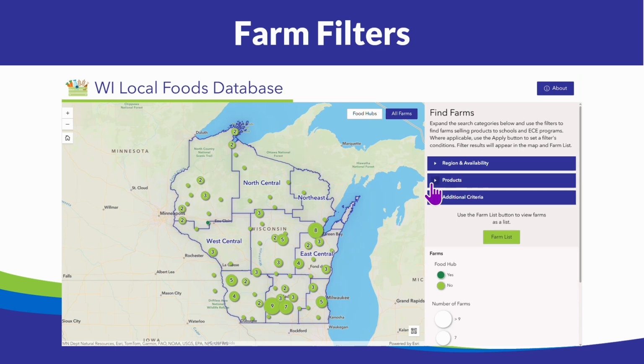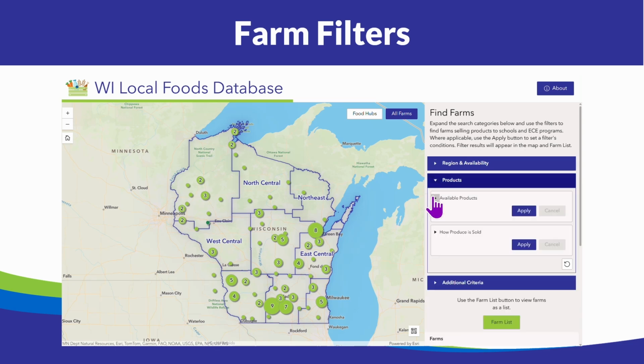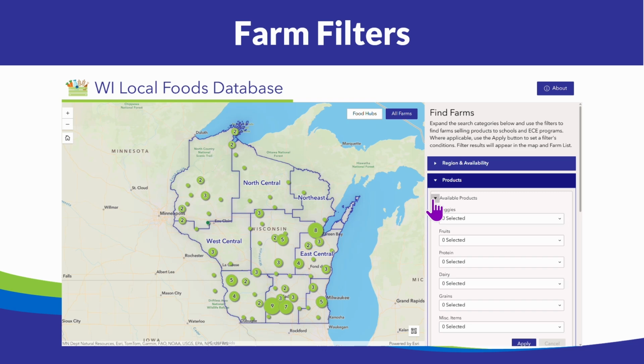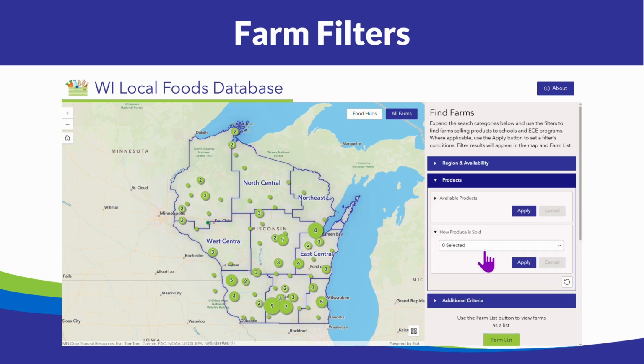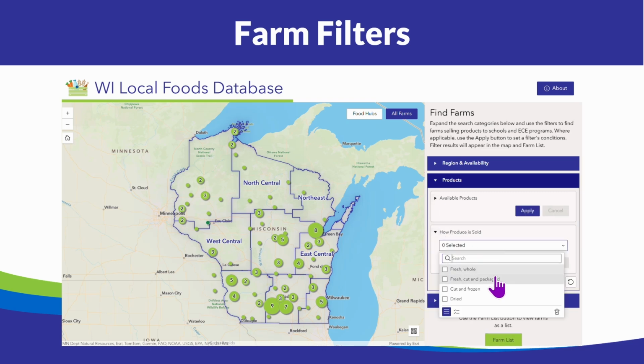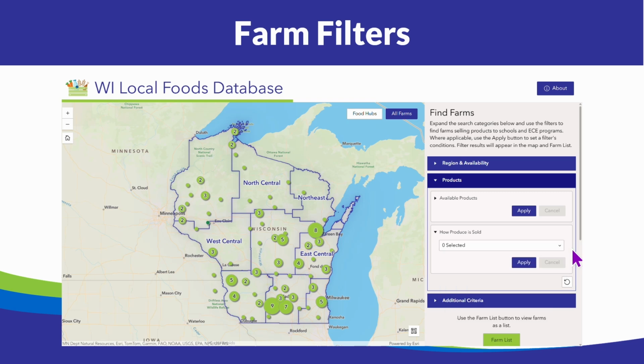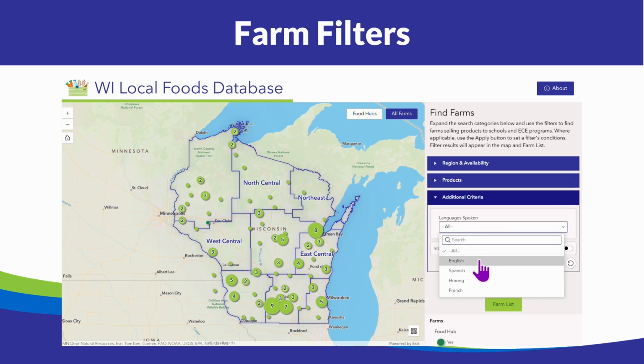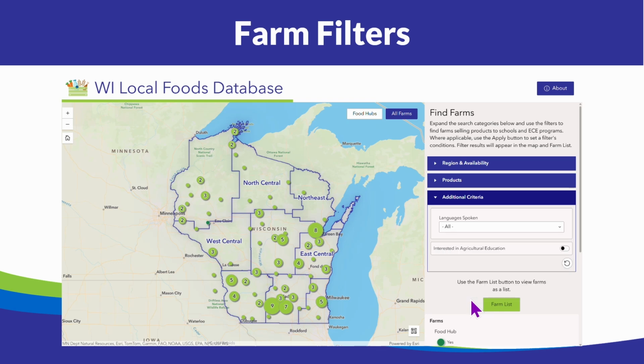Additional farm filters include available products. To use this feature, click on each product category for an individualized list of items. You can also use the search bar to type in specific products. The next filter is how produce is sold, such as fresh, whole, or cut and frozen. Within the additional criteria section, you will also find languages spoken, and finally, if the farm is interested in providing agricultural education.